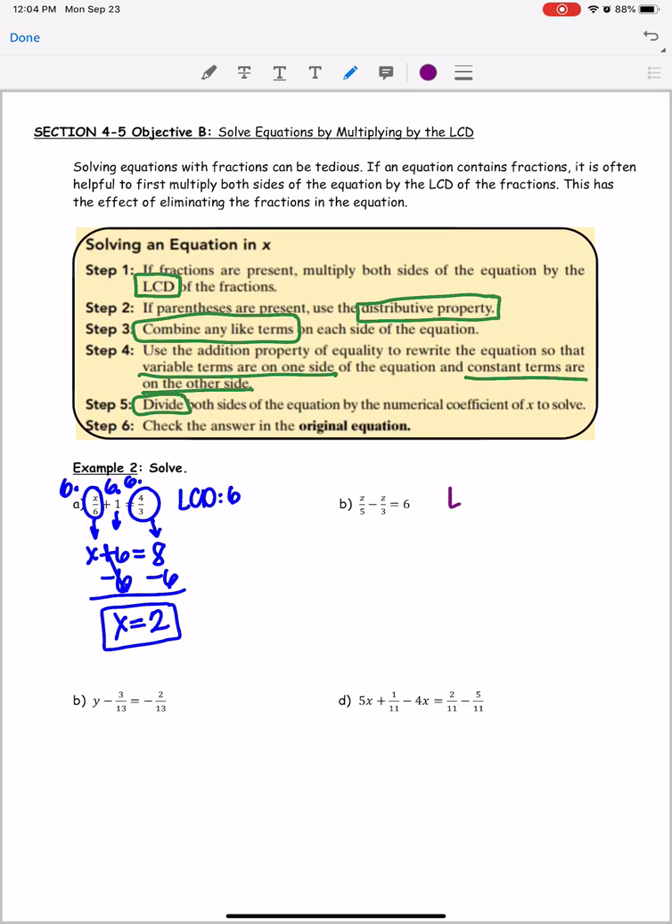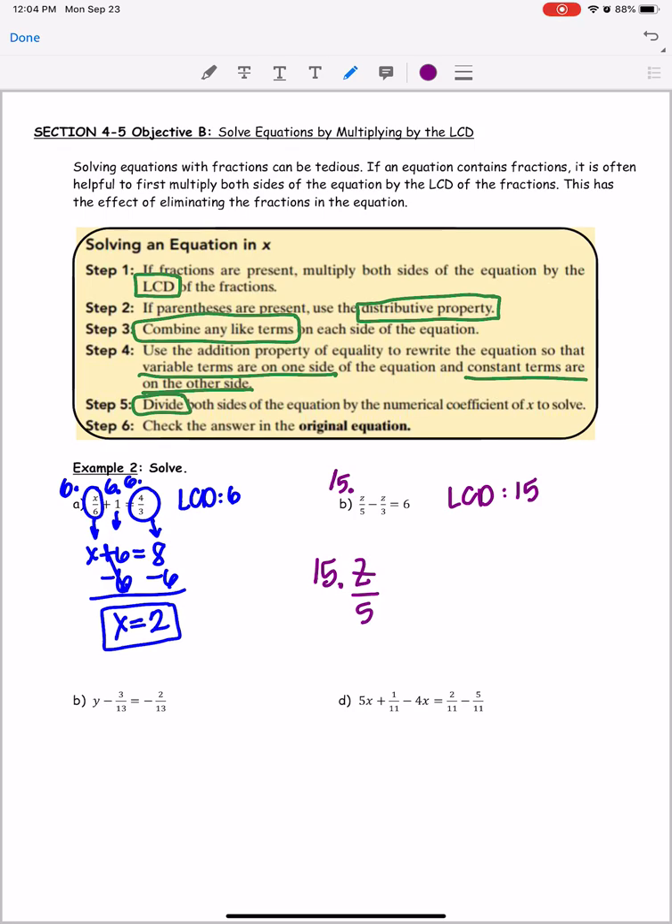So here, my LCD is 15. So that means I need to multiply every term by 15. Okay, now that looks super messy, so I'm not going to do it in parentheses, but everything's getting multiplied by 15. So on this first one, if I have 15 times z over 5, you can do it one of two ways.